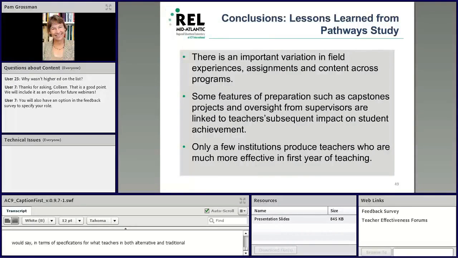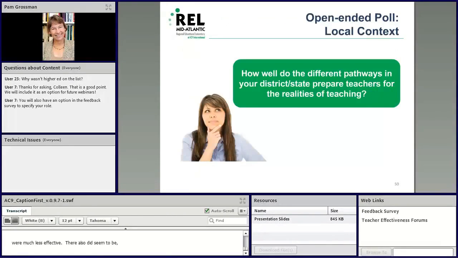in teacher education. There were some features of preparation that we were able to identify that were linked to subsequent impact. And we also looked at the impact of institutions on student achievement. And we found some institutions who were producing graduates who were much more effective in the first year of teaching, and a few who were much less effective. But most of the institutions were grouped together.